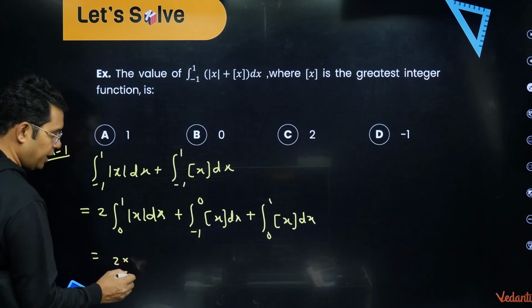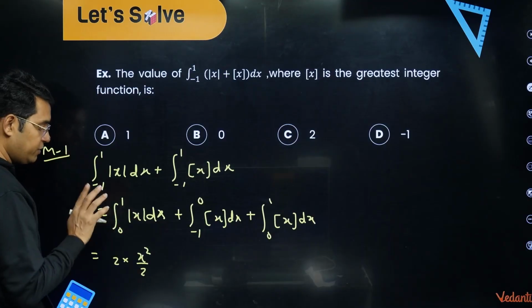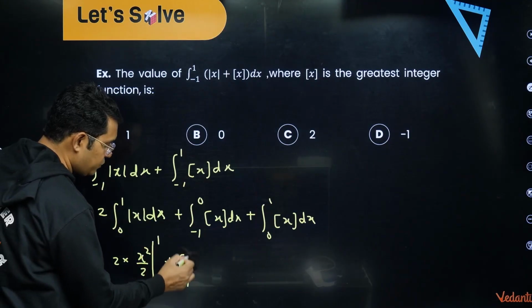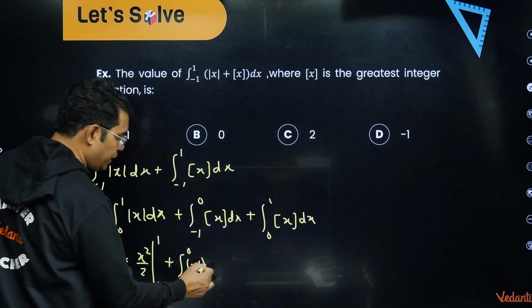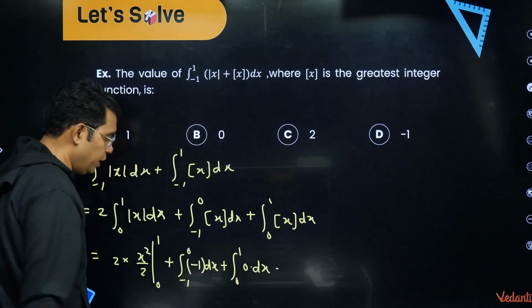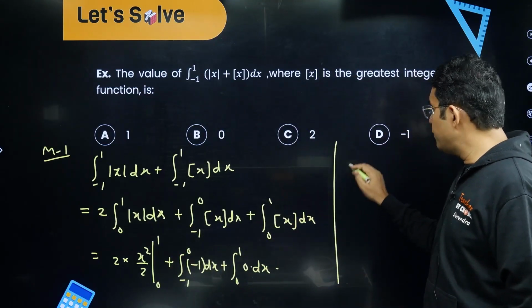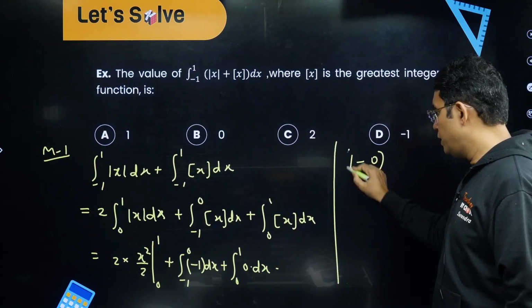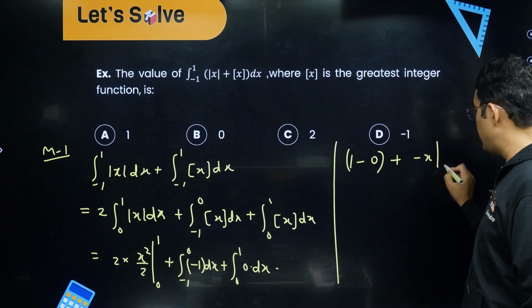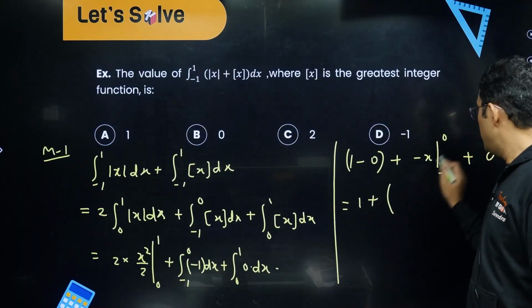So finally the integration I can write directly: x square by 2. Mod I have removed because it is positive, and then the integration is x square by 2 from 0 to 1. In this case, from minus 1 to 0 the value of greatest integer will be minus 1 dx, and for 0 to 1 it is 0 dx. So what are we getting here? From this first part we are getting just x square, and putting the value as 1, it will be 1 minus 0, and then plus the integration of minus 1, which is minus x, from minus 1 to 0. The last part is already 0 only.